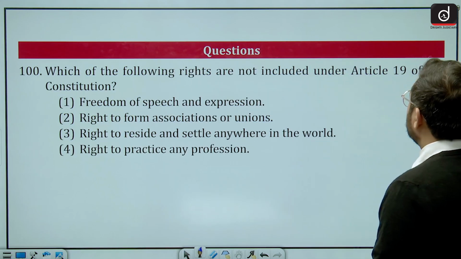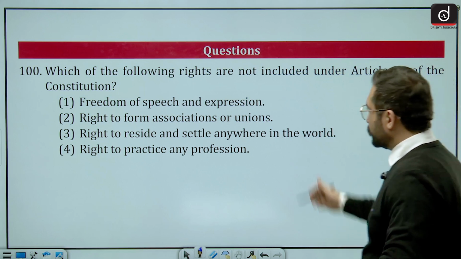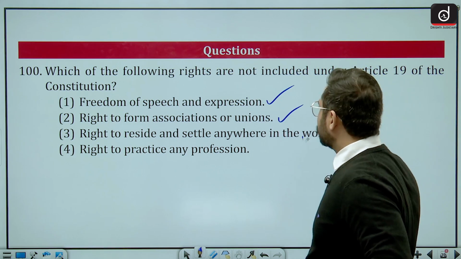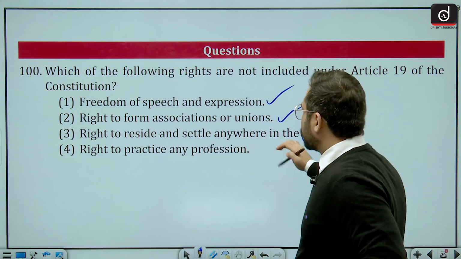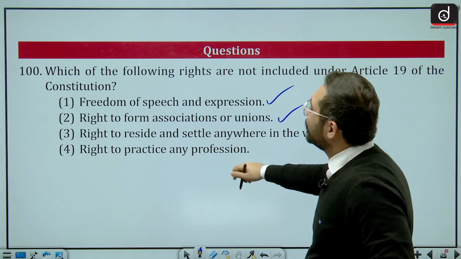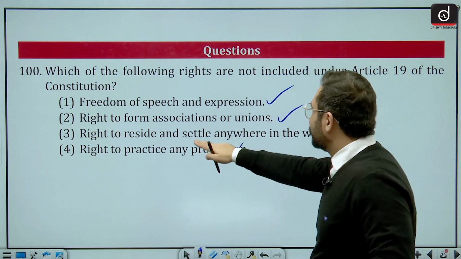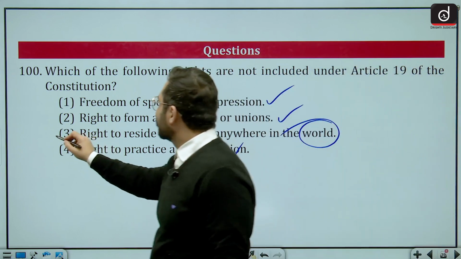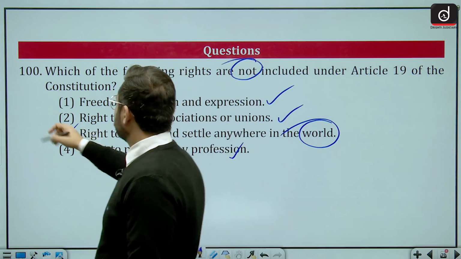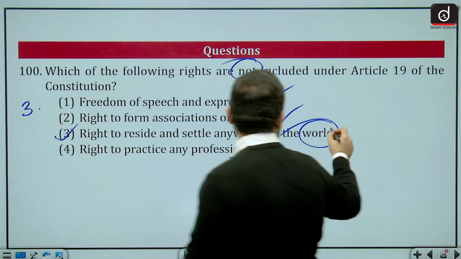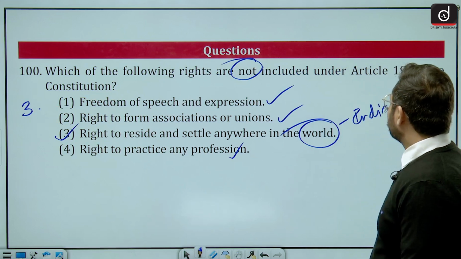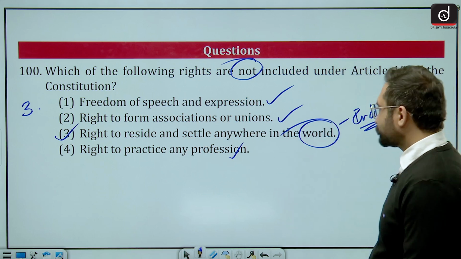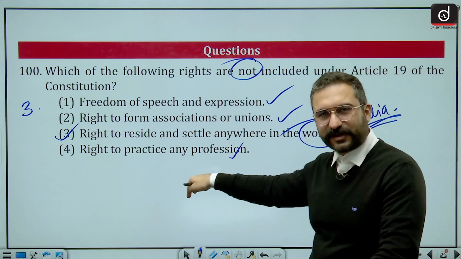Which of the following rights are not included under Article 19? Freedom of speech and expression तो है ही 19(1)(a). Form association B ही है. Right to reside, settle anywhere ये last है. Right to practice any, right to, अच्छा I'm sorry. Right to practice तो है ही any profession. Right to reside and settle anywhere in India नहीं है, in the world लिखा है. Okay, तो ये तो कैसे ही हो जाएगा ना? Which is not included. नहीं, ये तो included नहीं है. World नहीं है जी, India है. India होता तो मैं confused हो जाता अभी. Because that is why I made it right. I did not see world. Because right to practice any profession is also there.